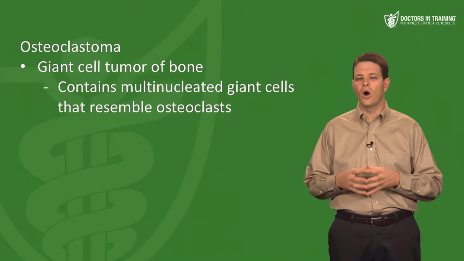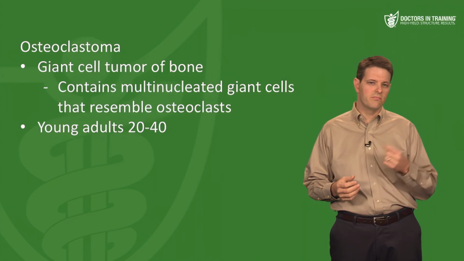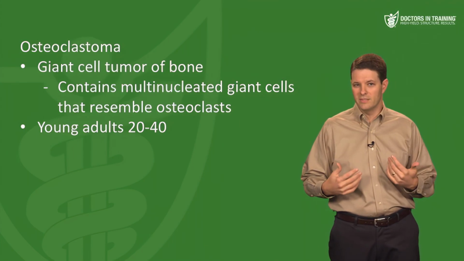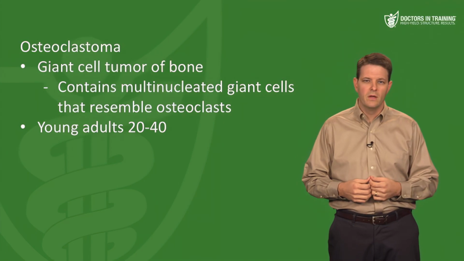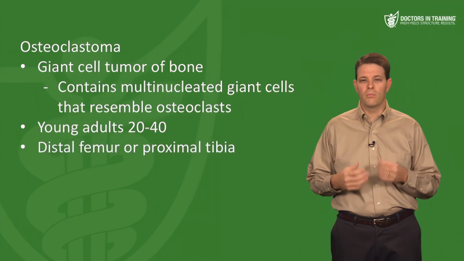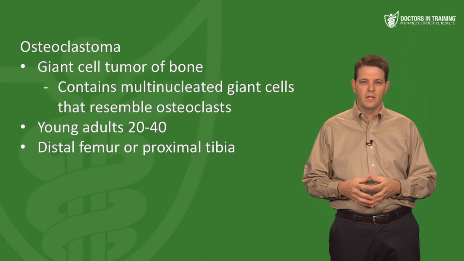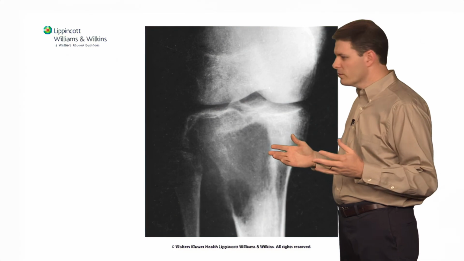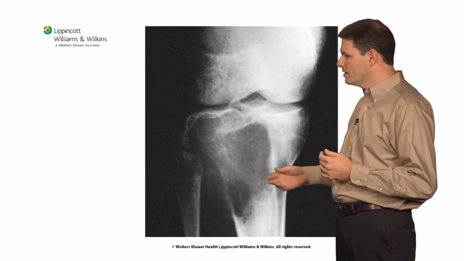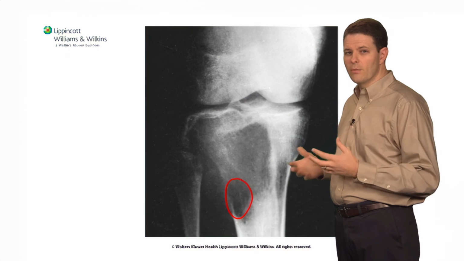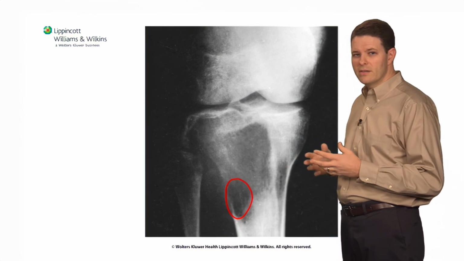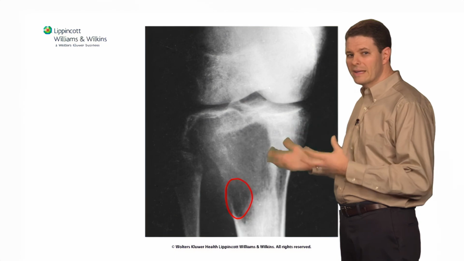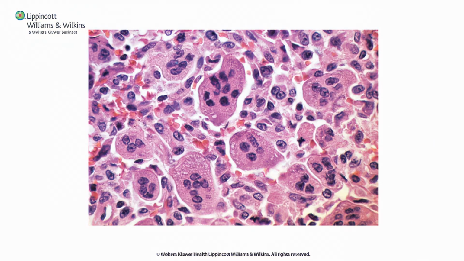Osteoclastomas occur in slightly older individuals, young adults ages 20 to 40. I'm old enough that I still consider 40 to be young. These are usually located on the distal femur or the proximal tibia, so near the knee. And you get something called a soap bubble appearance in the bone on x-ray. On this x-ray, down here in the proximal tibia, you can see this roundish lucency, which is the soap bubble appearance. It's a lucent lesion because those osteoclast-like cells are breaking down the bony matrix. And on the microscopic view, you can see the multinucleated giant cells and the mononuclear cells in the stroma.